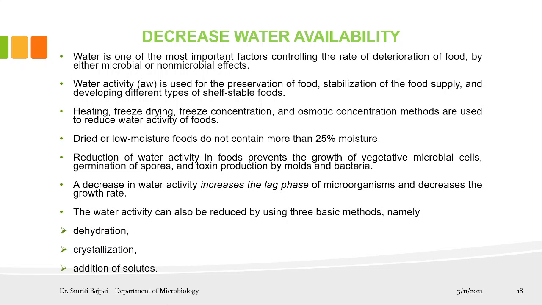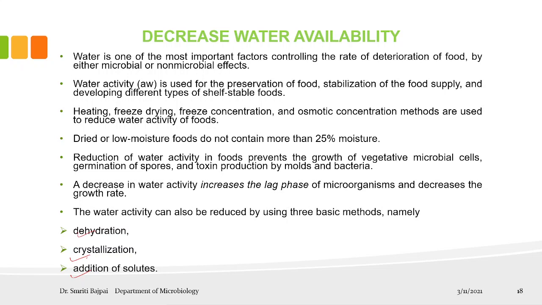In the same way, the water availability will decrease by three other methods: dehydration, crystallization, and addition of solute. So these are the three methods by which the water availability will be decreased. The water activity is used for preservation of food, stabilization of the food supply, and developing different types of shelf-stable foods.